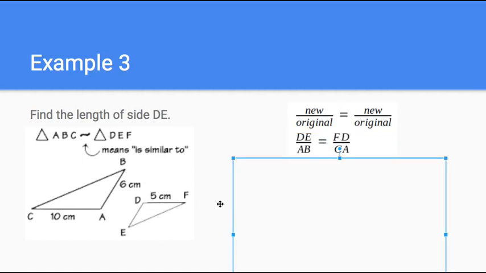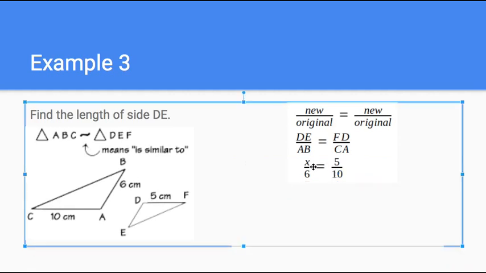So in the new figure, I'm going to use the fact that this has the later letters that come in the alphabet. So DE, side length DE, if you notice it's the first two, is going to correspond to side length AB. And FD, if you notice it's the last letter and the first letter, corresponds to CA, last letter and first letter. Now, I plug in my numbers.